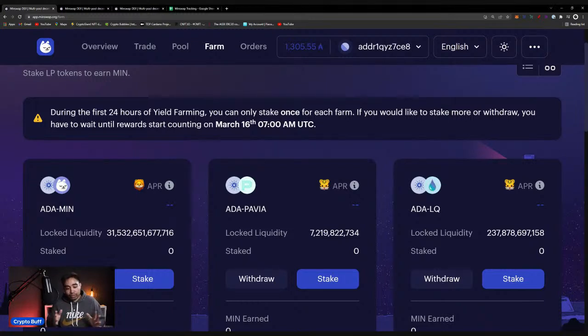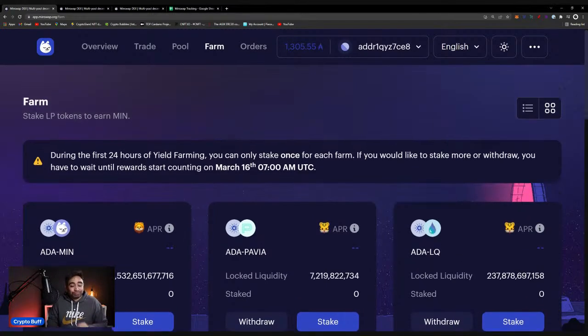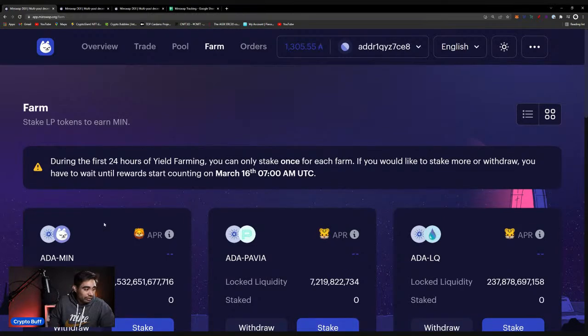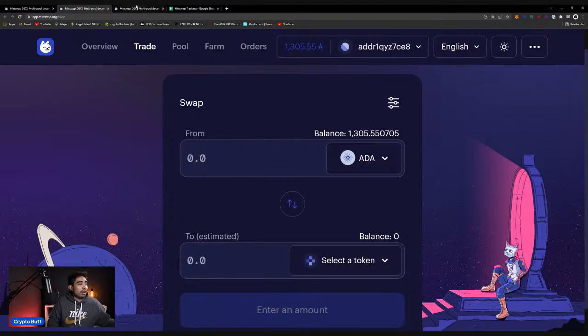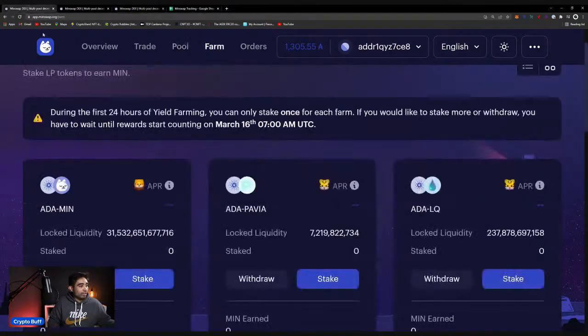Especially when you have the actual NFT that's giving you the bonus APR. You want to capitalize on every single minute you can get by getting extra bonus in Minswap tokens. So it's definitely something you should be keeping up to date with and participating 100%. But yeah, let's get back into the process.